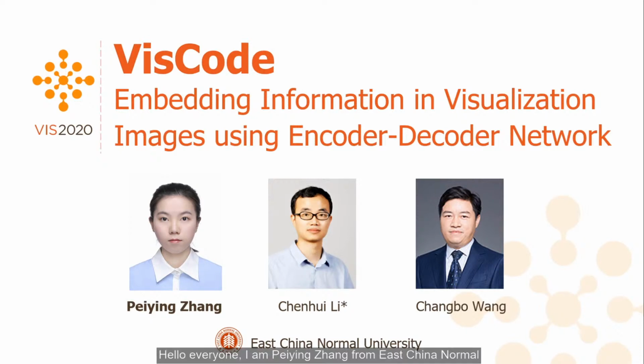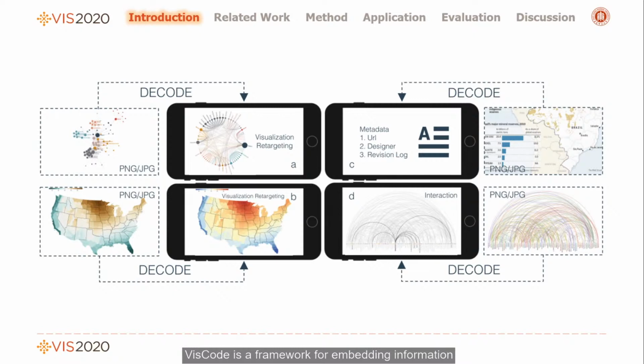Hello everyone, I'm Peiying Zhang from East China Normal University, and today I will present our paper on VIS code, embedding information in visualization images using encoder-decoder network. This work is supervised by Dr. Chenghui Li. VIS code is a framework for embedding information into visualization images and reconstructing the information.